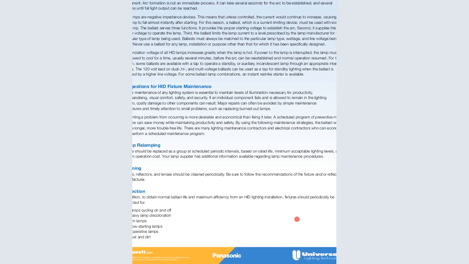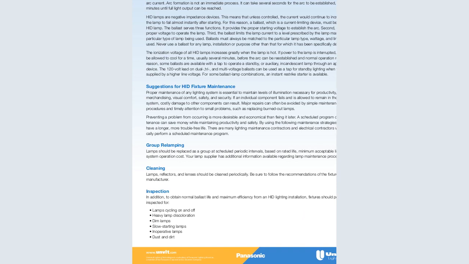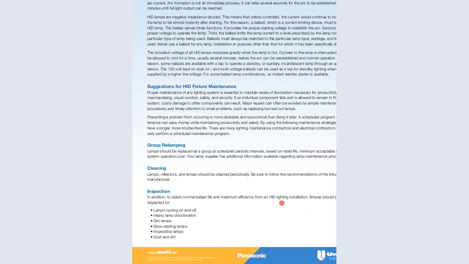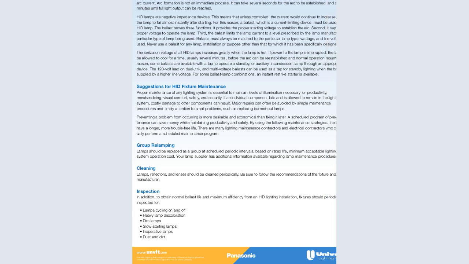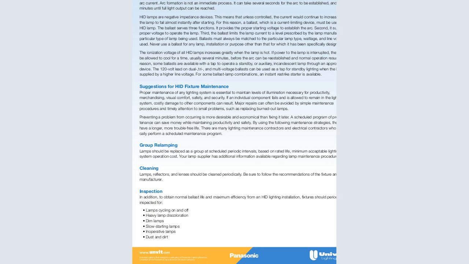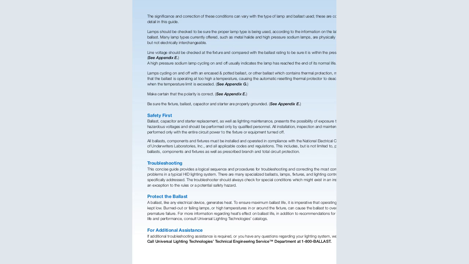fixtures should be periodically inspected for, number one, lamps cycling on and off. Another one is heavy lamp deterioration and discoloration. Another one is dim lamps. It should be inspected for dim lamps. Another one is slow starting lamps. You inspect and want to know why it happens, or how it affects. Another one is an inappropriate lamp, and then dust and dirt.